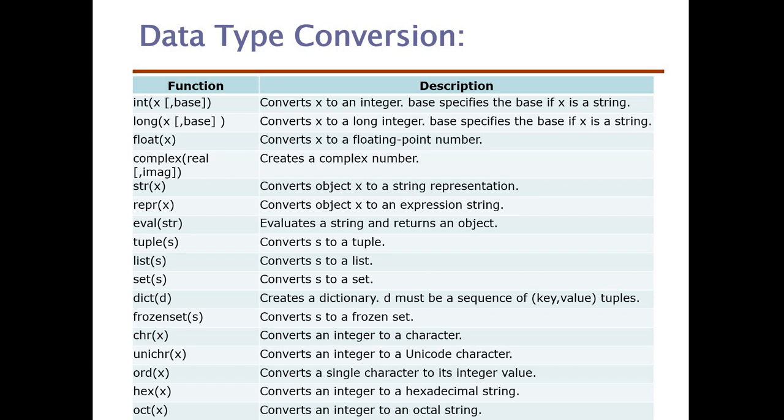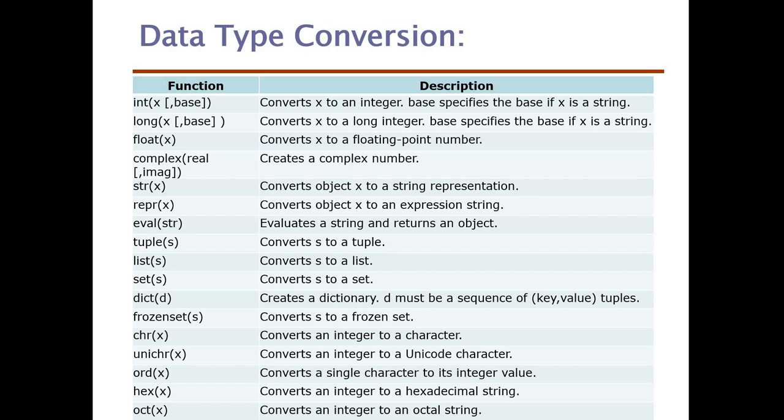Now we are talking about the actual conversion and explanation of data type conversion with functions and their descriptions. We are taking one by one all the functions. int(x, base) converts x to an integer, where base specifies the base if x is a string, as well as long(x, base), which converts x to a long integer, where base specifies the base if x is a string.